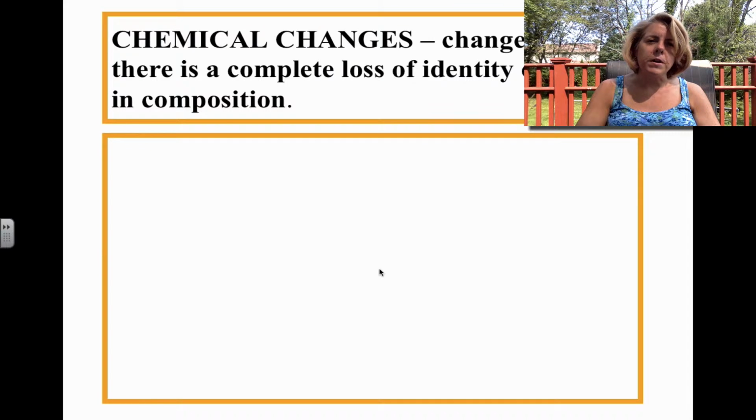This is part 4 of matter, properties, and changes. In the previous video we talked about physical properties and physical changes. We talked about density, we talked about melting point, then we talked about changing from one phase to another and the different classifications for each type of change.